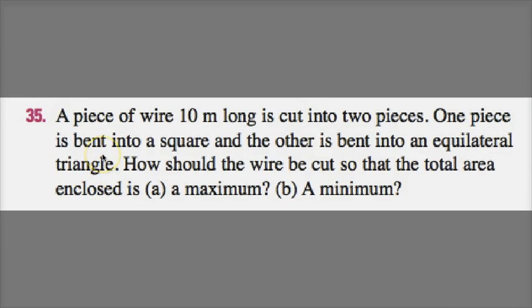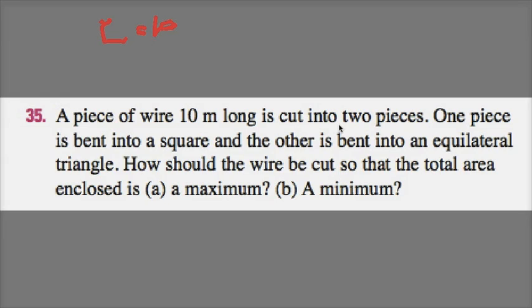Alright, so this is the next problem we're going to do, and it's problem number 35 on page 258 in your book. This is a pretty common problem for the AP to give you, a common optimization problem. So, we've got one piece of wire that's 10 meters long. So we know we're going to have some total length equal to 10. And it's cut into two pieces.